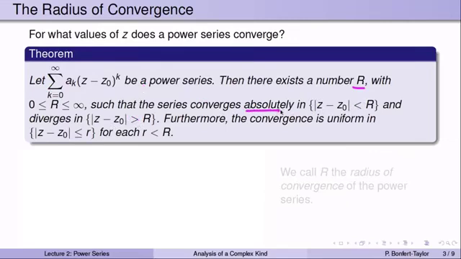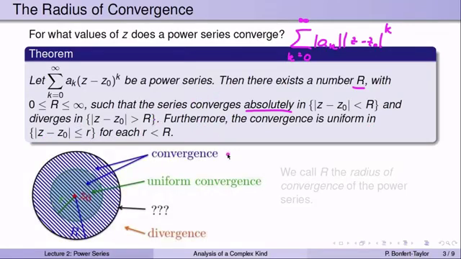Remember what absolute convergence meant? That means if I put absolute values around all the terms of the series, then the series still converges. We notice that absolute convergence implies regular convergence, but the reverse is not necessarily true. Furthermore, the convergence is uniform in the absolute value of z minus z0 less than or equal to r for each r that's less than uppercase R. Uniform convergence means that if I plug in different values of z's, the convergence is kind of equally fast. We won't go into details here.